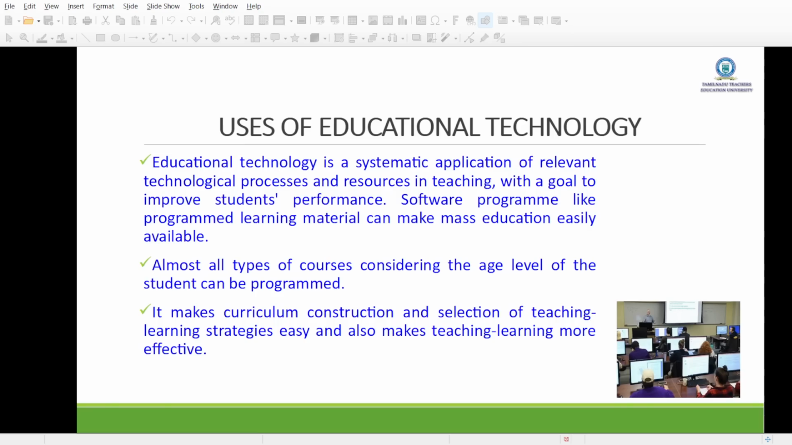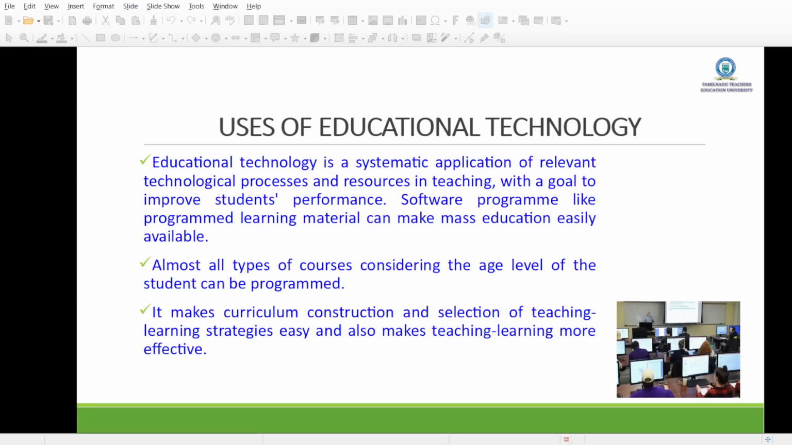Then we are going to discuss the uses of education technology. There are numerous uses of education technology. We will discuss some of them today. Education technology is a systematic application of relevant technological processes and resources in teaching with the goal to improve students' performance. Software programs like programmed learning material can make mass education easily available. Almost all types of courses, considering the age level of the student, can be programmed. It makes curriculum construction and selection of teaching learning strategies easy and also makes teaching learning more effective.